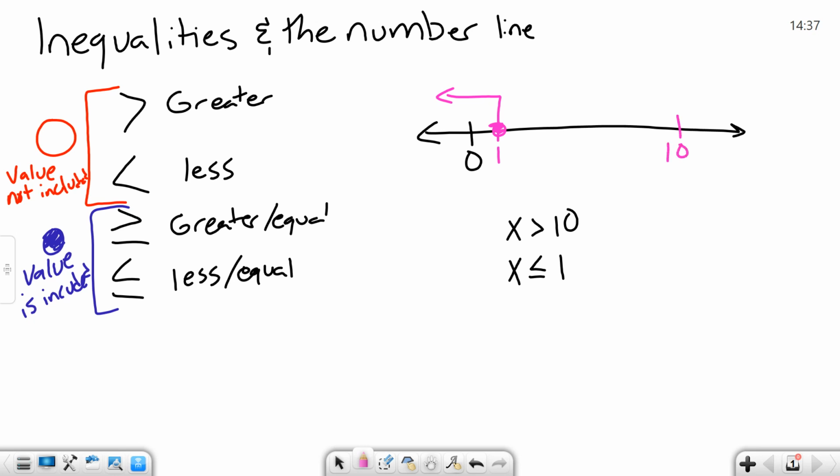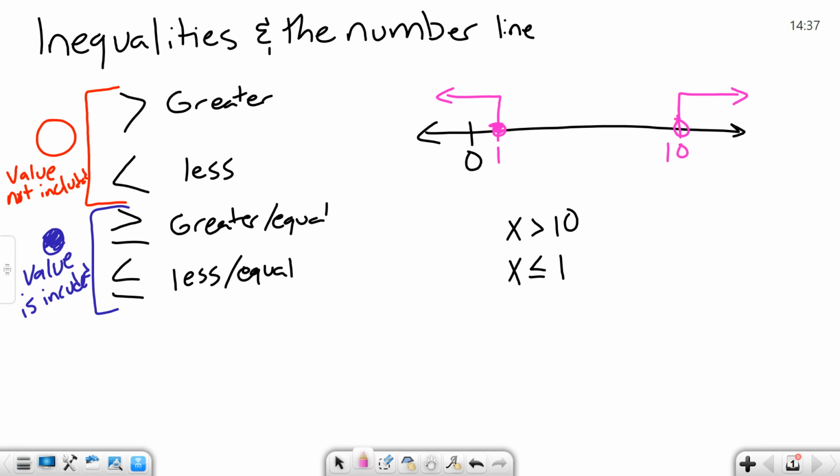Here's 10. It's an open circle. x is greater, and goes to the right. You're probably wondering what situation that would be. We're not going to worry about that right now. We are just looking at how would we represent these on the number line.